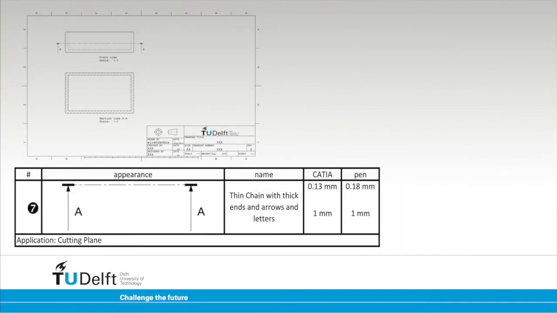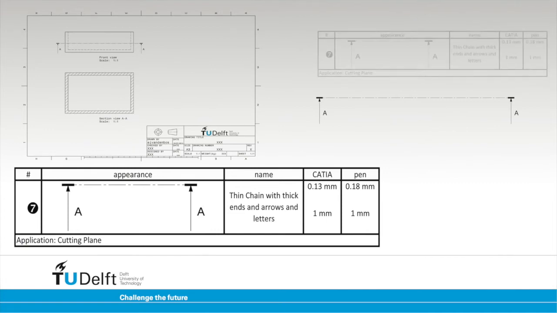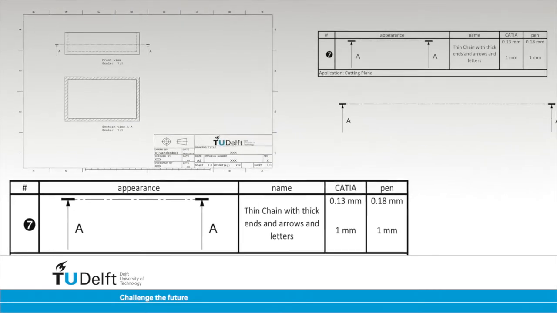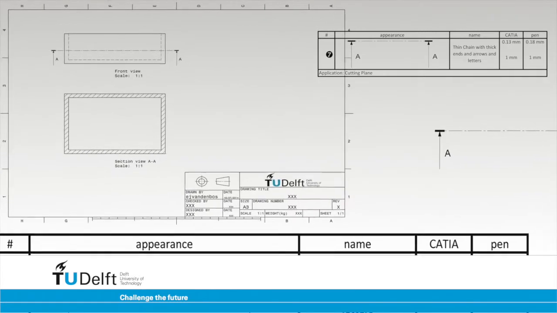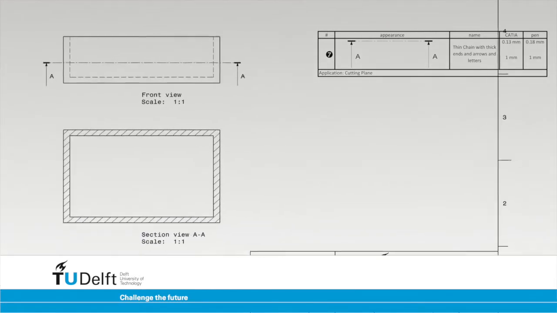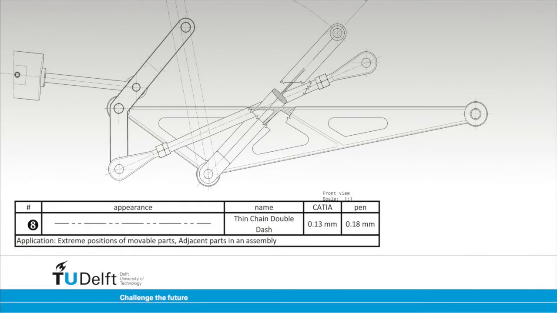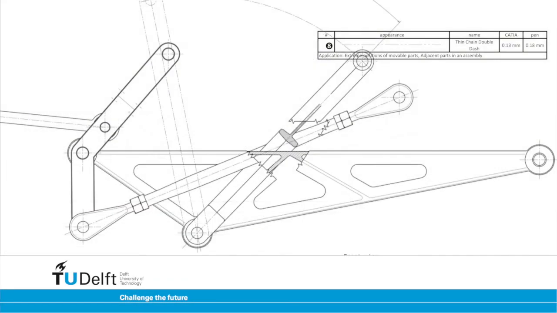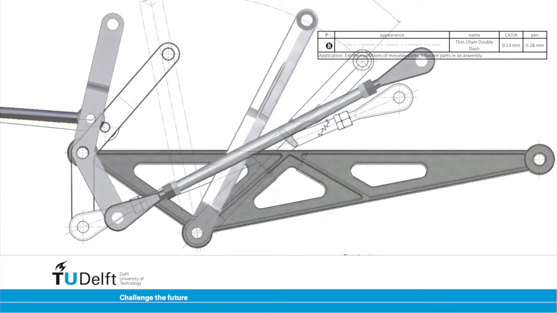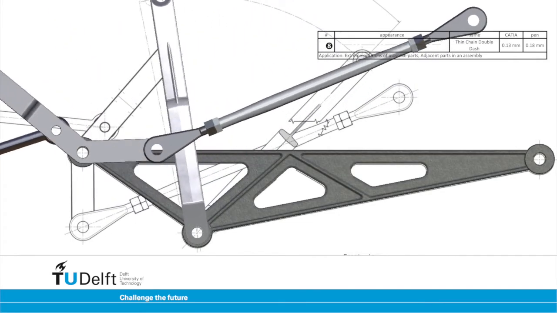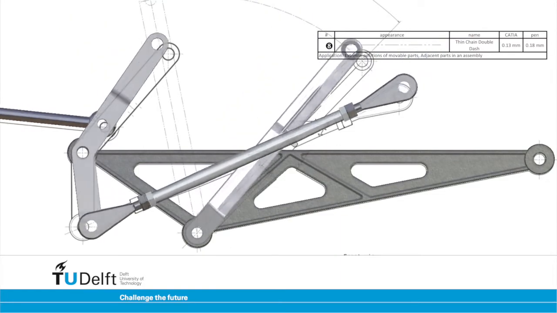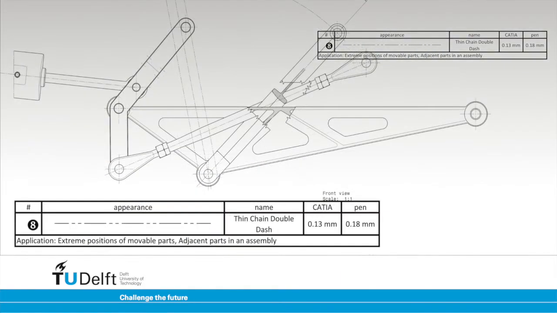A special line type is used to indicate a section view's cutting plane. The line is a thin chain with thickened ends, with two arrows perpendicular to the ends. The arrows are drawn using the thin continuous line type and are accompanied by two letters. A thin chain double dash line type is used to indicate extreme positions of movable parts. Only the outer contour of the movable part is shown in the extreme position, drawn using the thin chain double dash line type.